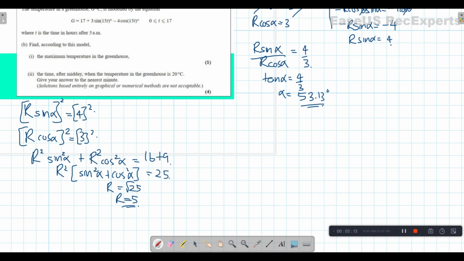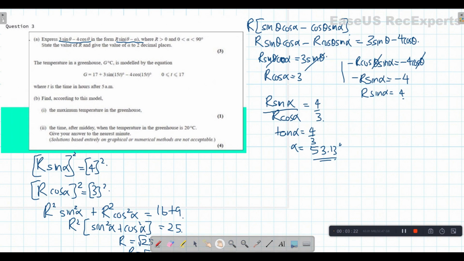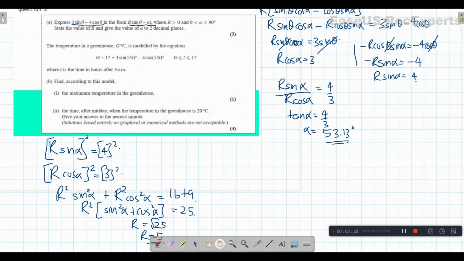Okay, so we got that. Once we have that, that's done for part 1, I suppose. Alpha has to be to 2 decimal places, so 53.13, and r is 5. Okay, that's done. Okay, next question.